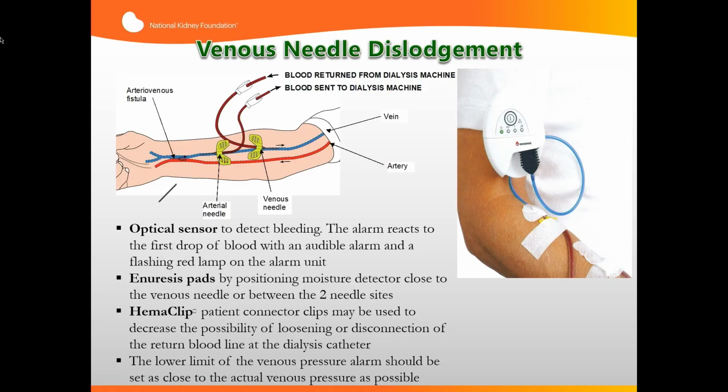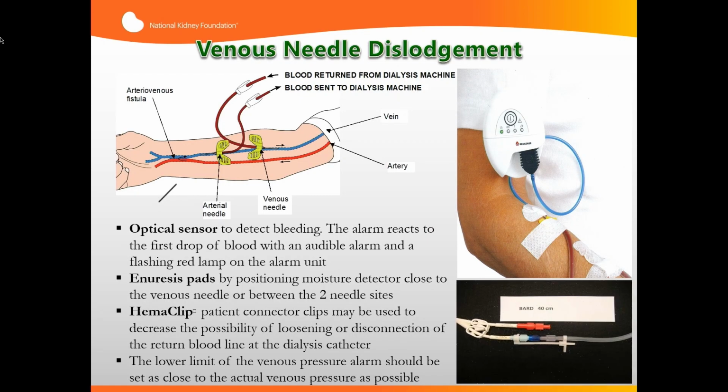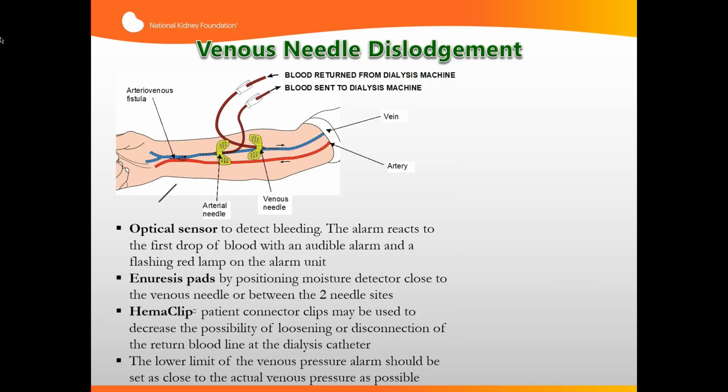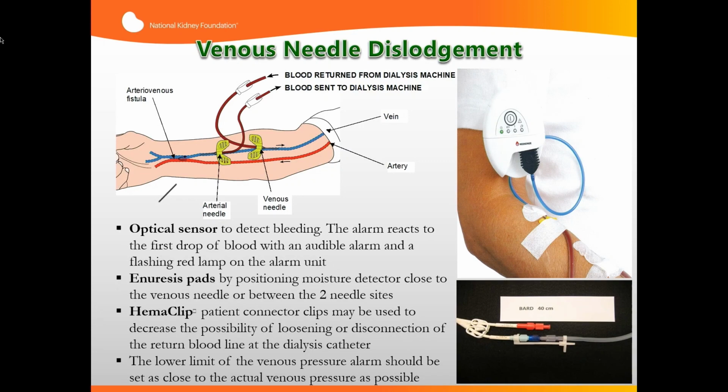The other thing that the Fresenius people have used is a wireless wetness detector. That's a disposable unit that can also be used. It's connected with the 2008K home hemodialysis machine, and in some in-center patients as well. And then there are, of course, enuresis pads that just sense the moisture and immediately send off an alarm. For venous catheters, there's something called the hemoclip, a clip that prevents that disconnection from occurring. Again, don't forget, the lower limit of the venous pressure alarm should be set as close to the actual venous pressure.